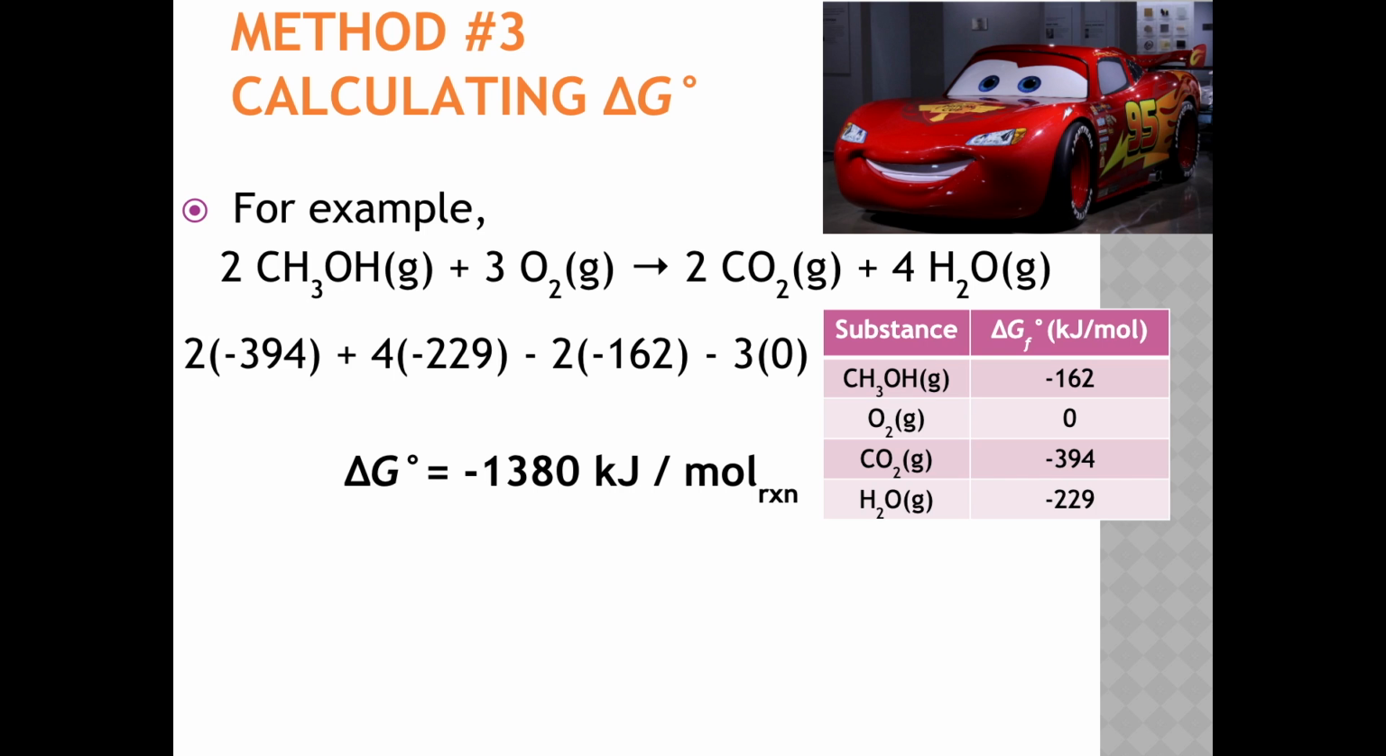We get a grand total of about negative 1.4 megajoules per mole of reaction. The negative sign means that this is thermodynamically favored. The large magnitude means that it's highly thermodynamically favored. Ka-chow.